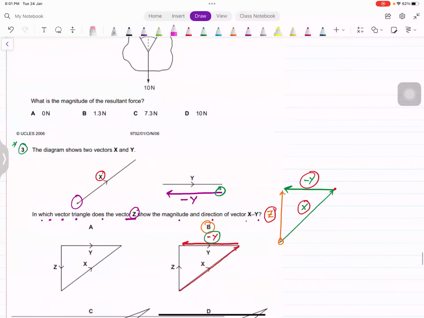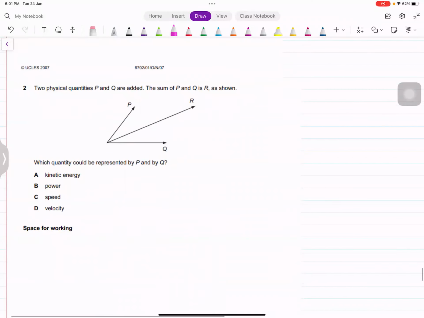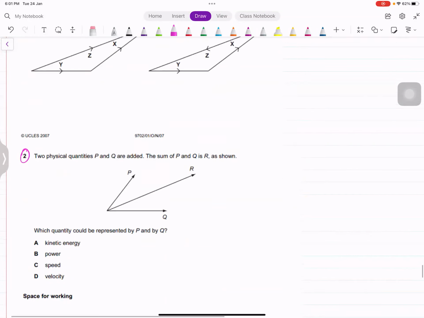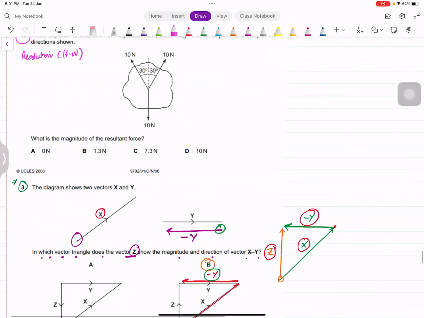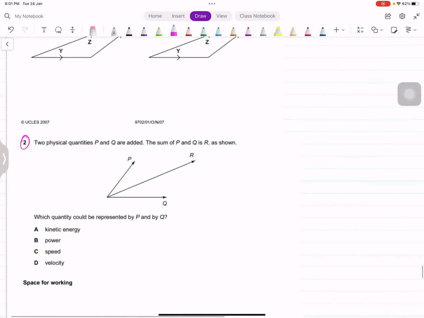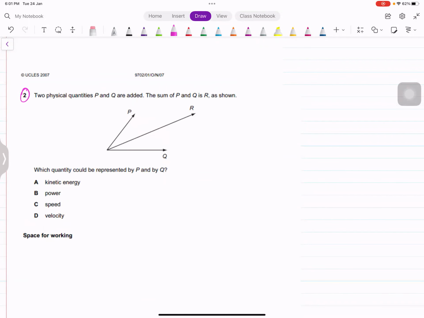And then the last one, I wanted to do this with you. Now, speaking of this question, the last one, it says, two physical quantities P and Q are added. The sum of P and Q is R. And it asks which quantity could be represented by P and Q.